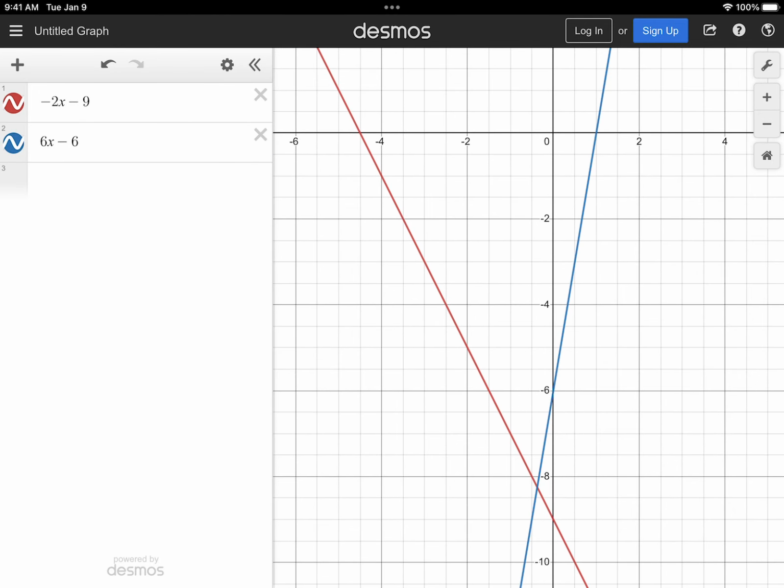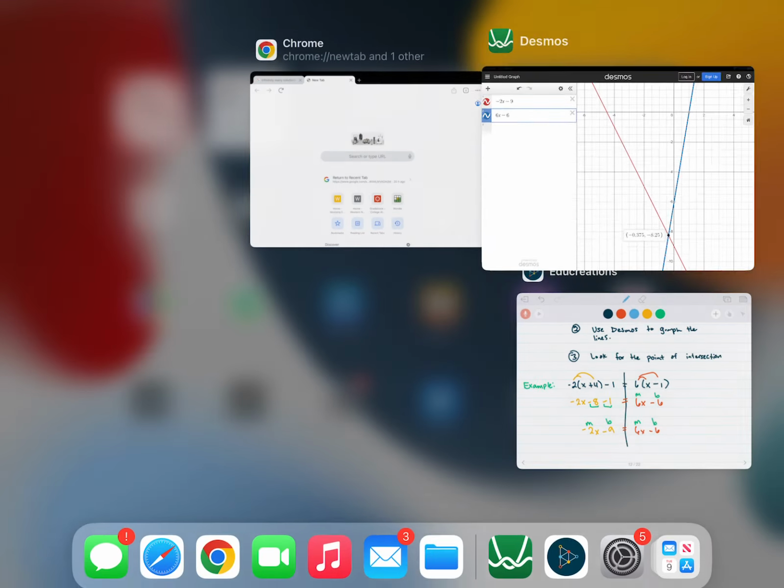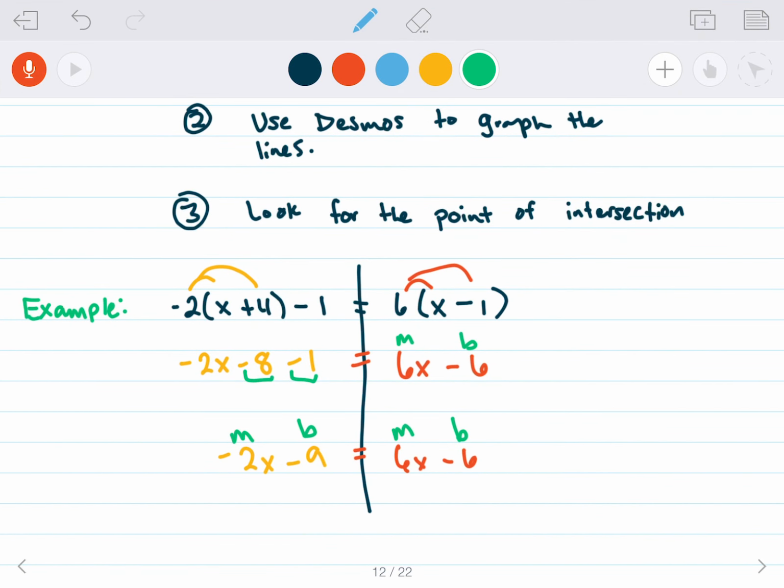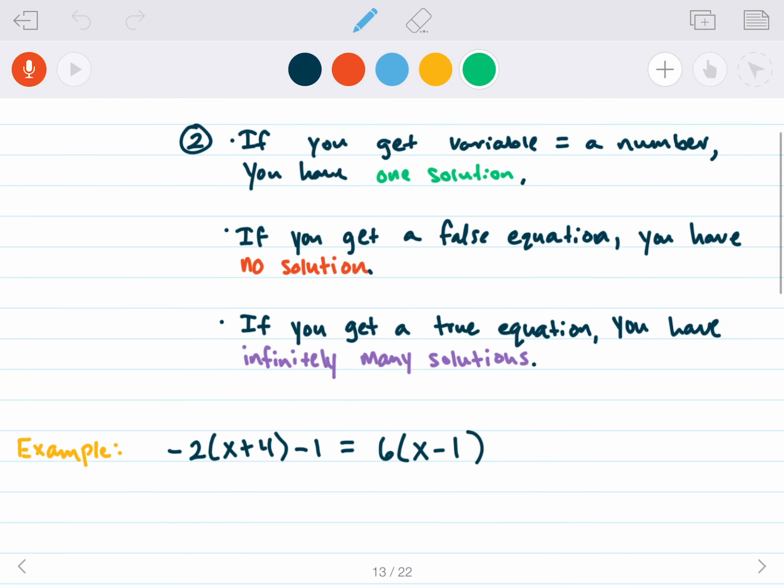So I'm going to zoom out, and then I'm going to look at their intersection, and they do indeed intersect at negative 0.375. So that is their solution. And again, sometimes I'll just ask for x as the solution. Sometimes I'll ask for the ordered pair. So like negative 0.375 comma negative 8.25 would be an acceptable answer as well. So that's how you do that with the graph.